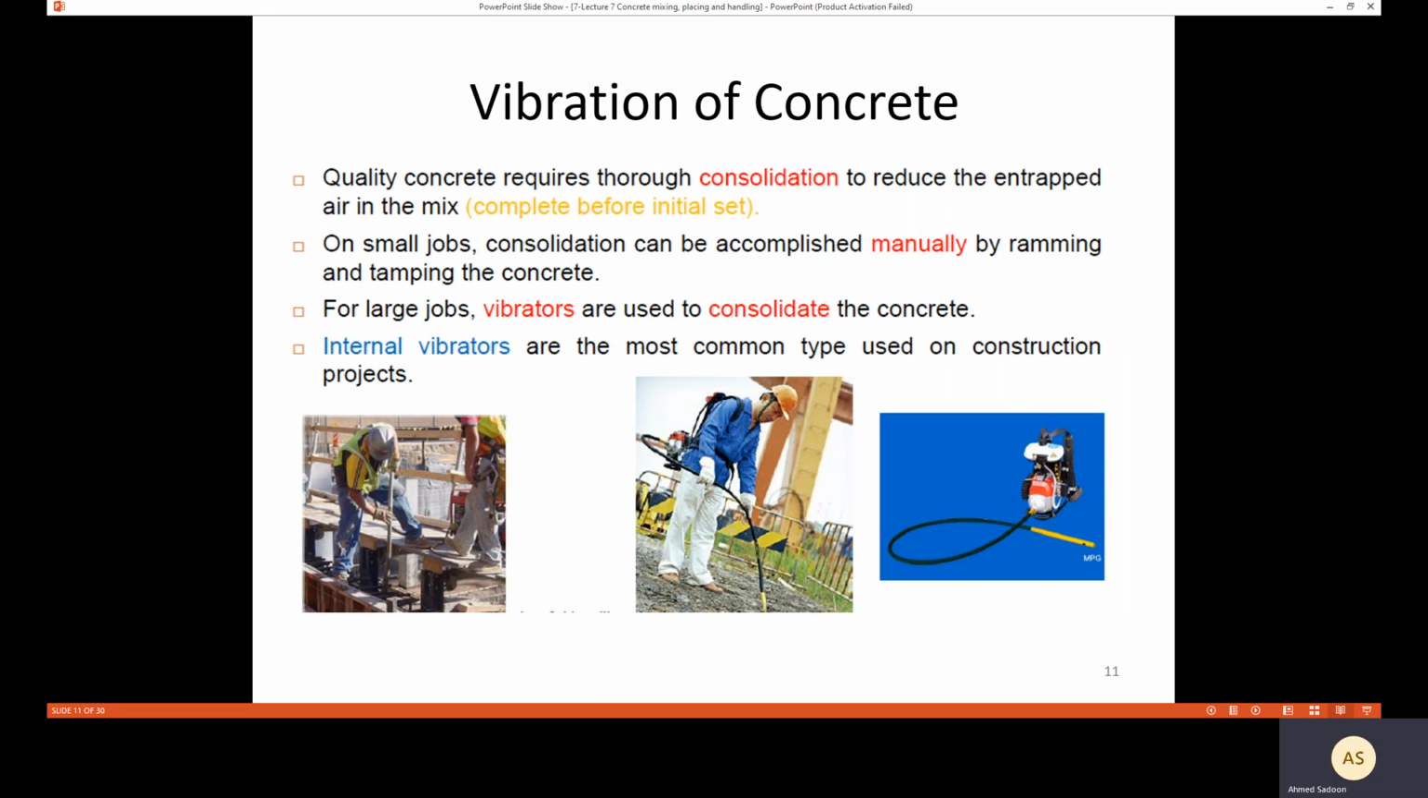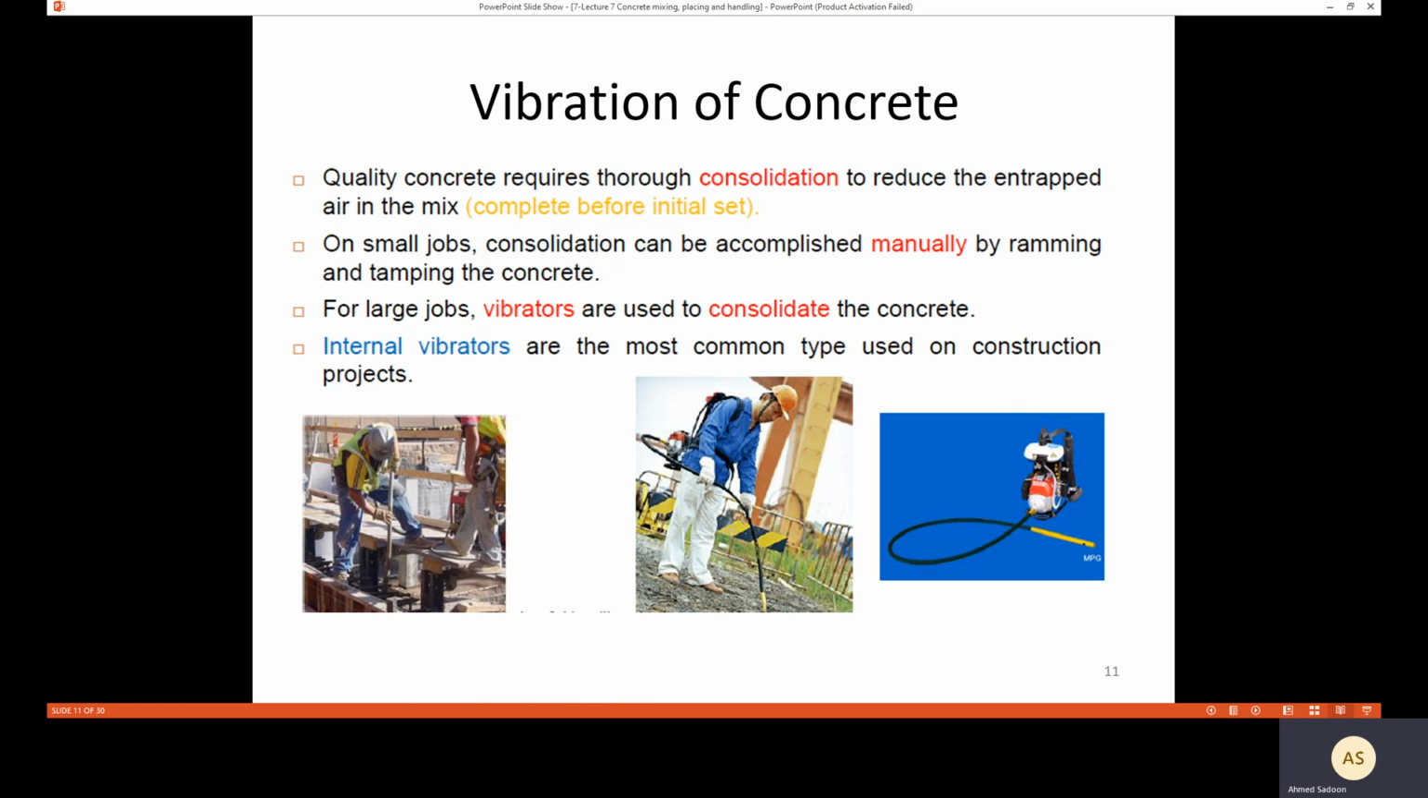Then after we place the concrete, after we deposit the concrete to its final position, we should start the vibration of the concrete, or the consolidation of the concrete. In order to have good quality concrete, vibration is required. Quality concrete requires thorough, complete consolidation to reduce the entrapped air in the mix. And remember, this process should be complete before the initial set time.